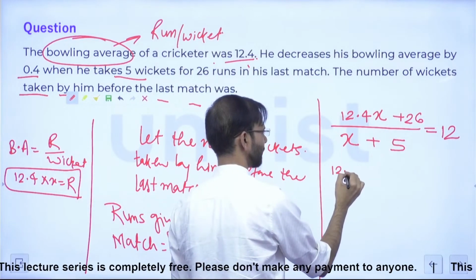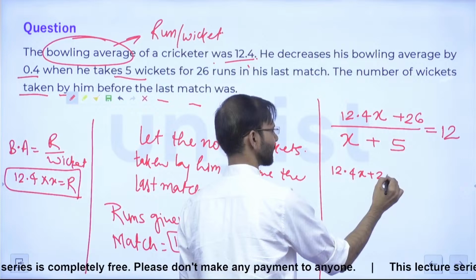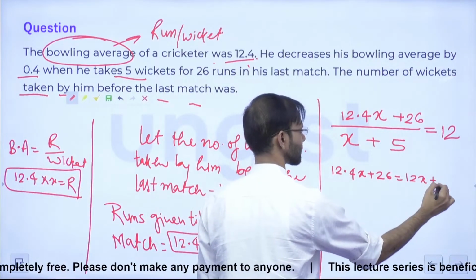So 12.4x plus 26 is equal to 12x plus 60.